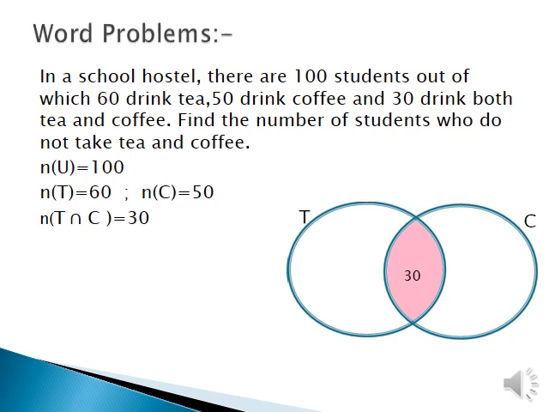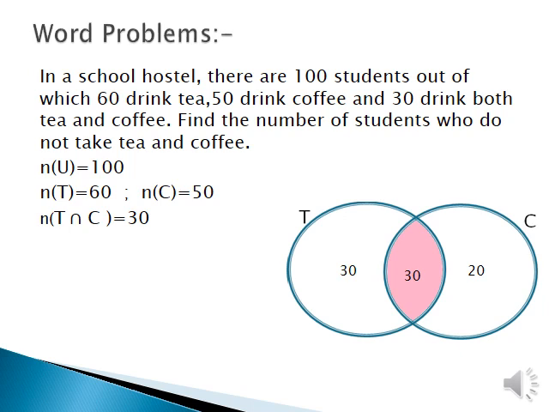Now if you observe, total students who drink tea are 60, but out of that 60 already 30 are present in the intersection set. So obviously the remaining students who drink only tea are 60 minus 30, that is 30. In a similar way, the students who drink coffee are 50, but again out of that 50, 30 are already present in the intersection. So the students who drink only coffee are 50 minus 30, that is 20.